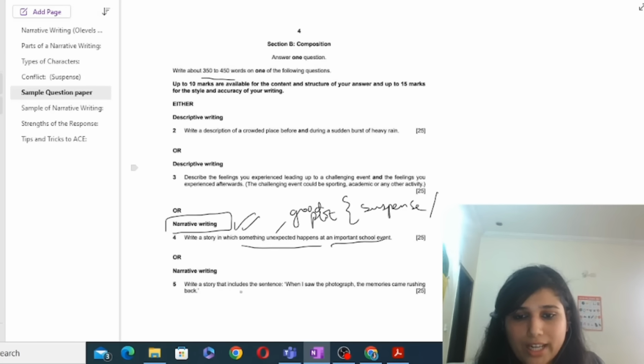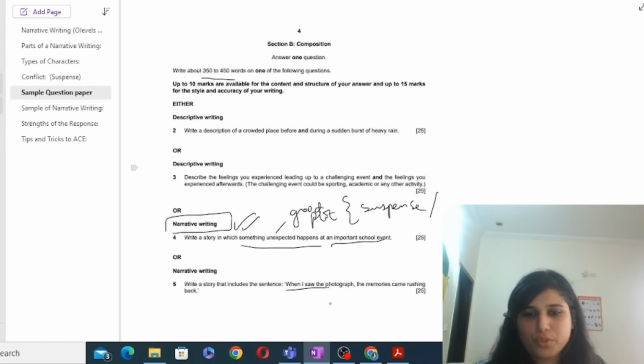And the other topic: write a story that includes the sentence, 'When I saw the photograph, the memories came rushing back.' This is a very nice, friendly kind of narrative in which we have lots of information, lots of stuff which we can write and memorize about the memorable days of our life.